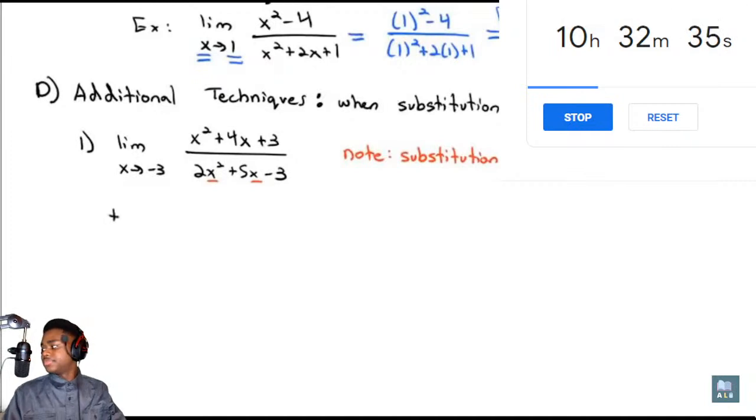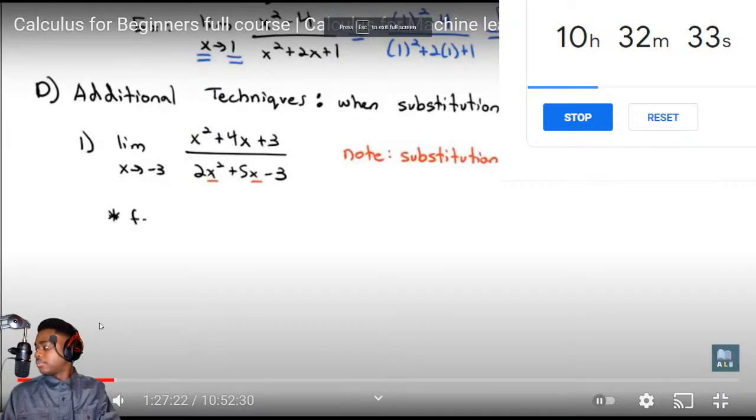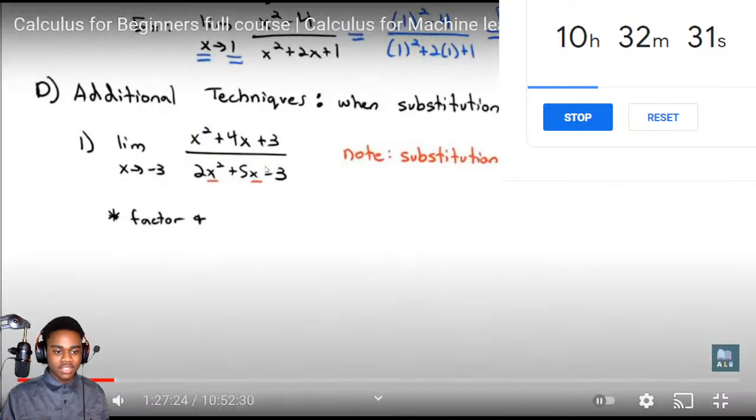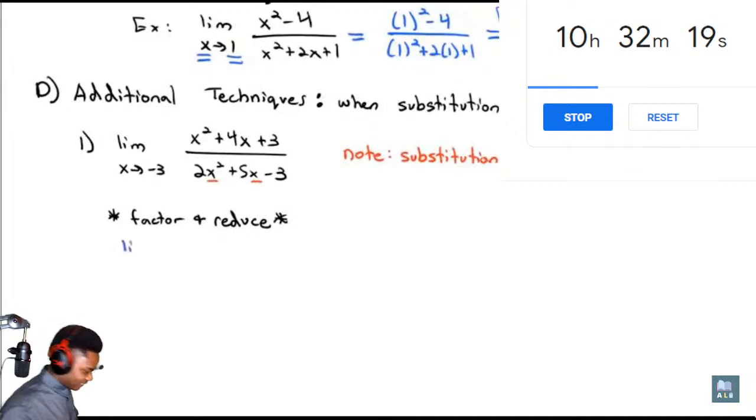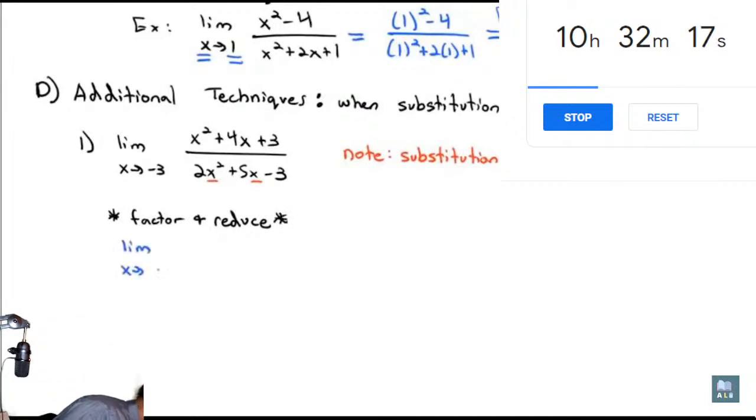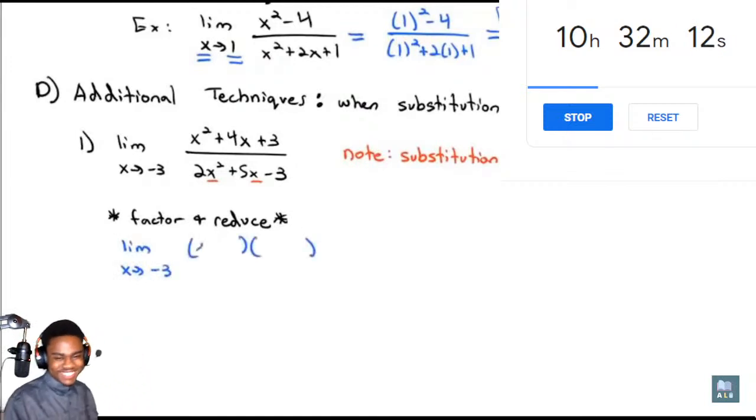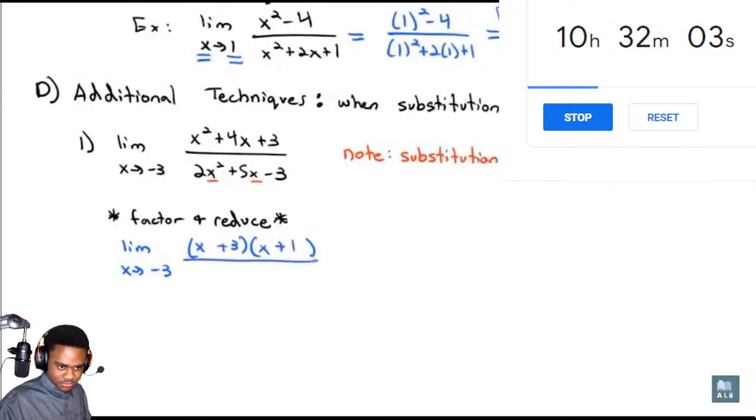Our additional technique is going to be to factor and reduce. Hopefully when we do this, we'll be able to actually take the limit through direct substitution. So we're going to take the limit as x goes to -3. The numerator factors nicely. x squared is x times x. 3 is 3 times 1. Both positive gives us 4x in the middle.